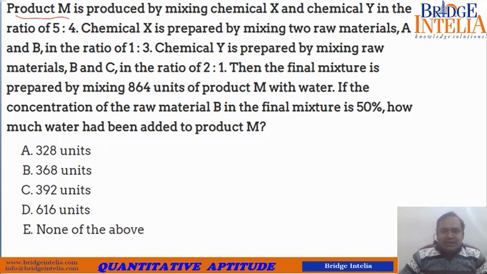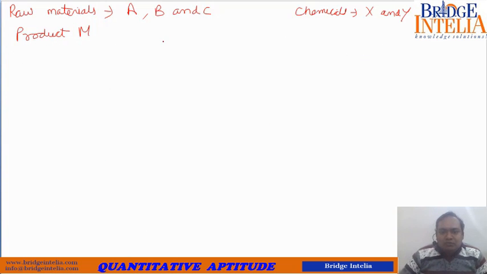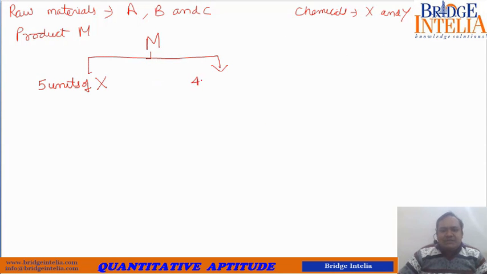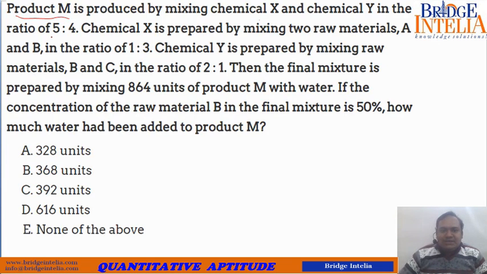As per the question, product M is formed by mixing chemical X and chemical Y in the ratio 5:4. So how is the product M made? If you look at the composition of product M, 5 units of chemical X is mixed with 4 units of chemical Y, because in the question the ratio is 5:4. Now chemical X is made up of these two raw materials A and B in the ratio 1:3.